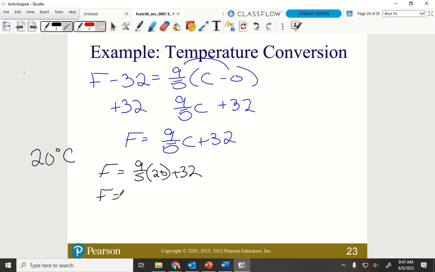F is equal to, so some mental math, because the bottom number is always the division, the top number is always a multiplication. So if I'm multiplying by a fraction, I can go 20 divided by 5 is 4, times 9 is 36, plus 32, 68 degrees.